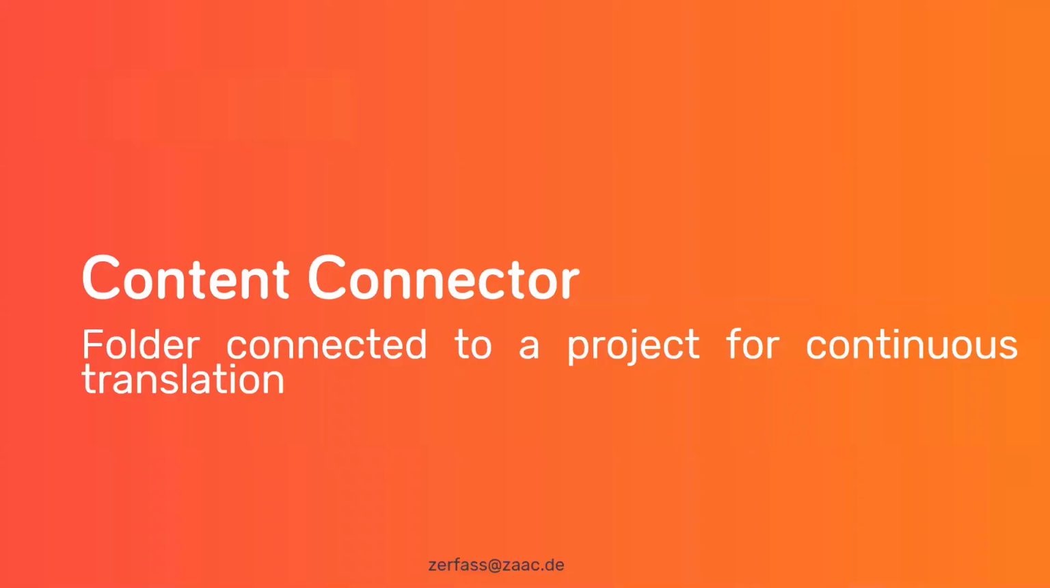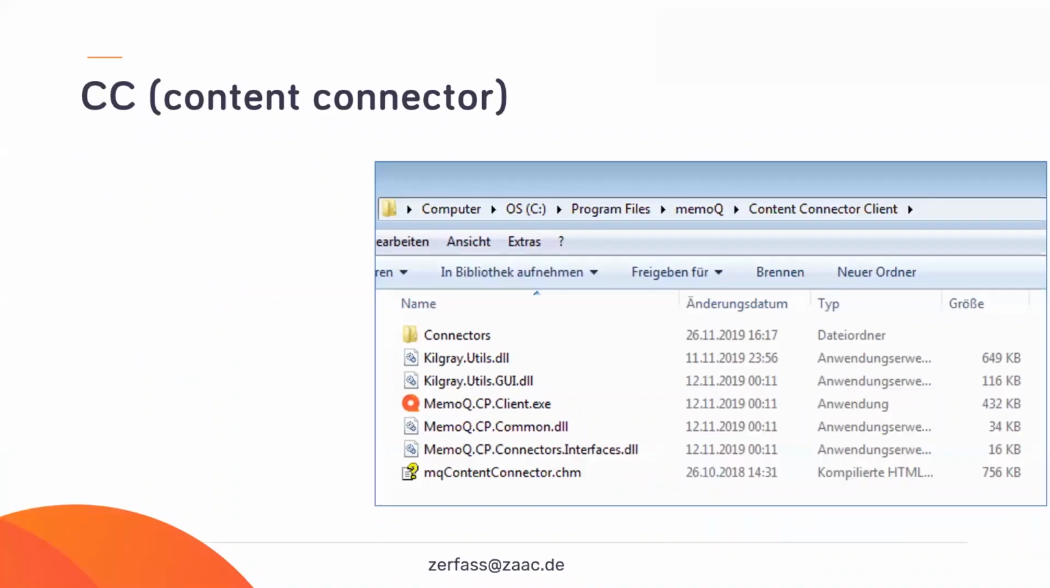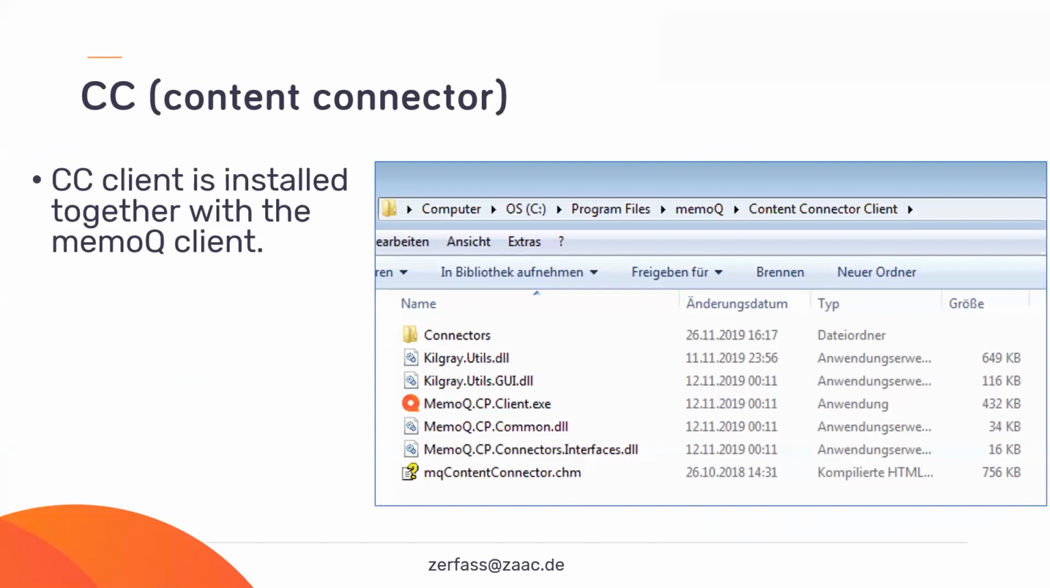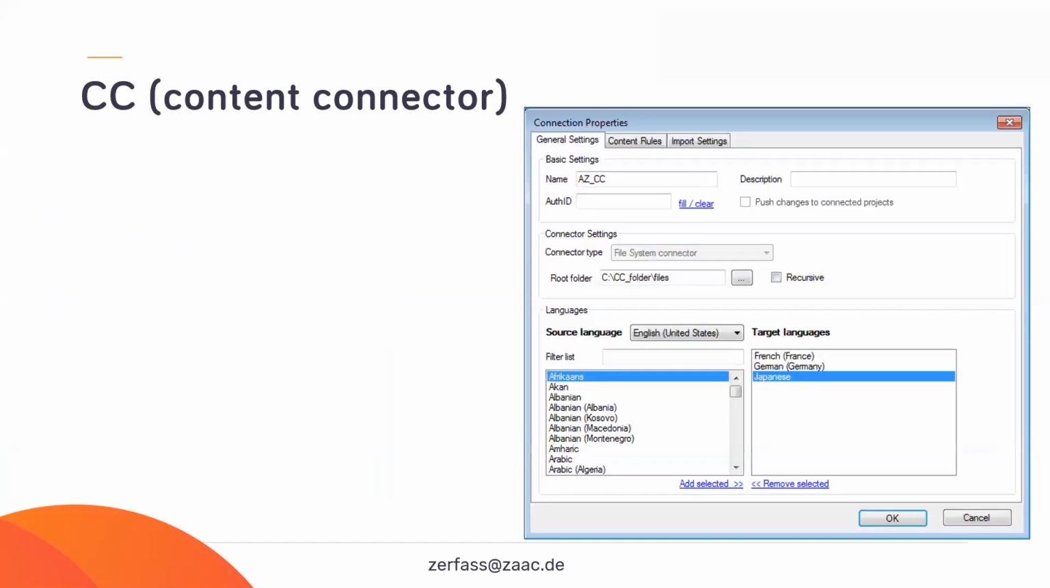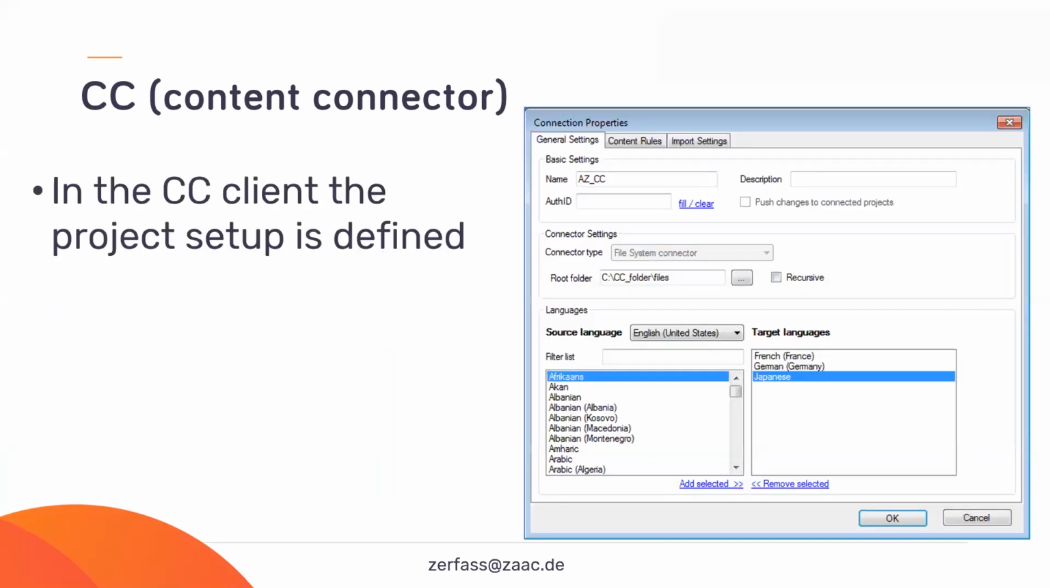Let's go one step further. Having something outside of memoQ that connects to memoQ, actually the content connector is also installed with the memoQ client. It comes with a connector to the folder system and also to source version, to SVN. It can also connect to other systems and databases, but that then has a different license. It has a small user interface where you set up the actual project. So it's not set up in memoQ, it's set up in the content connector.